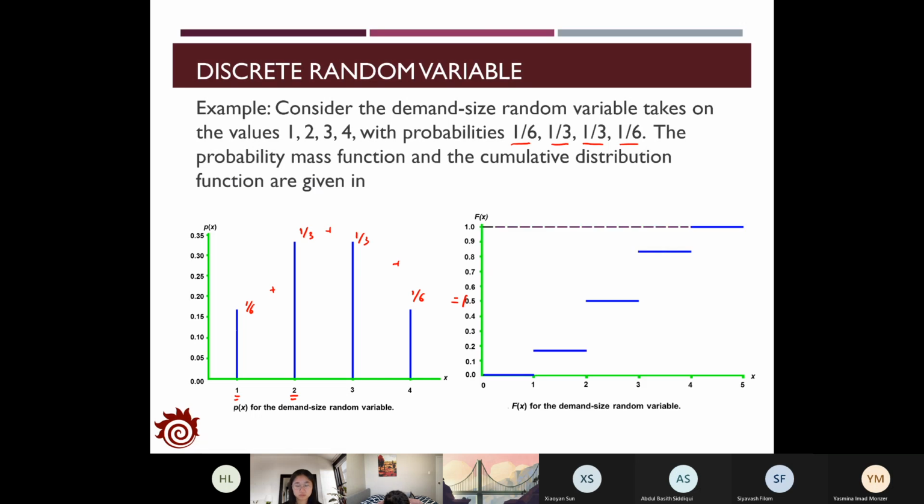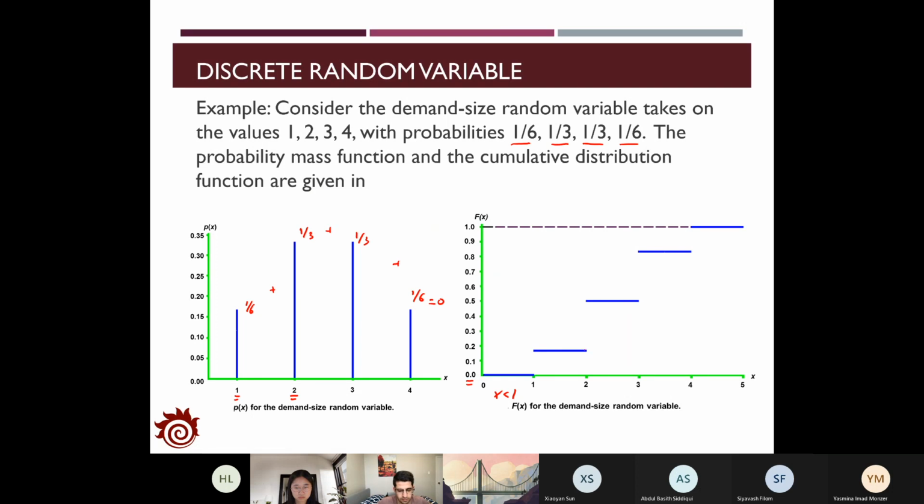And for the CDF, the cumulative distribution function, it represents the probability when the value is less than x. So for this case, for capital X smaller than 1, you do not see any value smaller than 1. So the probability is definitely 0.